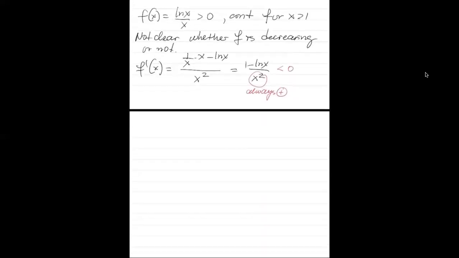In order for f prime to be negative, we want to make sure that 1 minus ln x is negative, which is equivalent to ln x greater than 1, which is, take e to both sides, e to the ln x greater than e to the 1, so x greater than e. So we found that for x greater than e, f is decreasing.